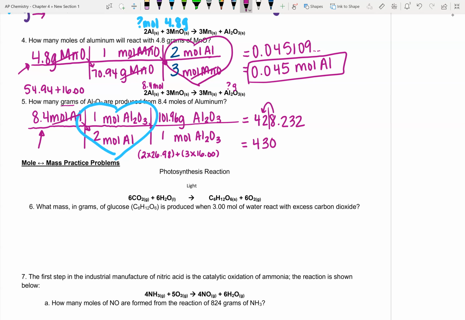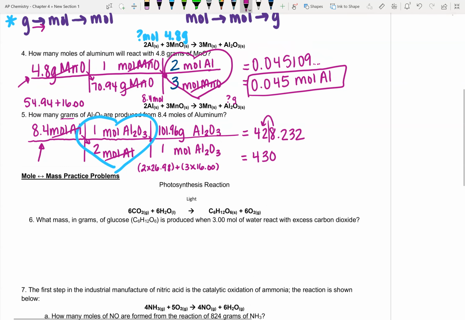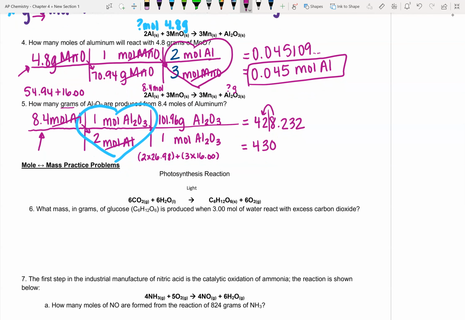Find my units by canceling my terms. So moles of aluminum cancel, moles of aluminum oxide cancel, grams of aluminum oxide are my final unit and answer, and I'm all done.